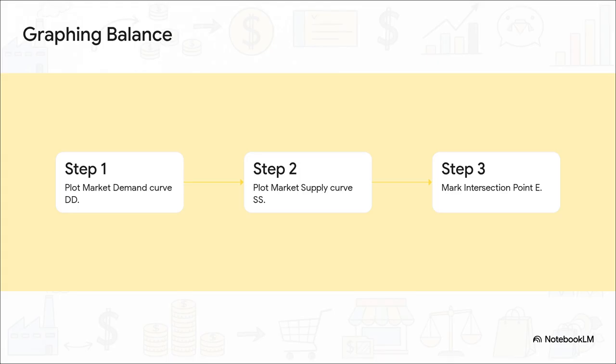Step 1, we plot our market demand curve, and we'll just call that DD. This line slopes downward, because, as things get cheaper, people naturally want to buy more of them. Step 2, we plot our market supply curve, SS. Now this one slopes upward, because as prices rise, sellers are going to want to produce and sell a whole lot more to rake in those higher profits. And then step 3, which is absolutely crucial, we mark the exact spot where these two totally opposing forces cross paths. That's our intersection point E.